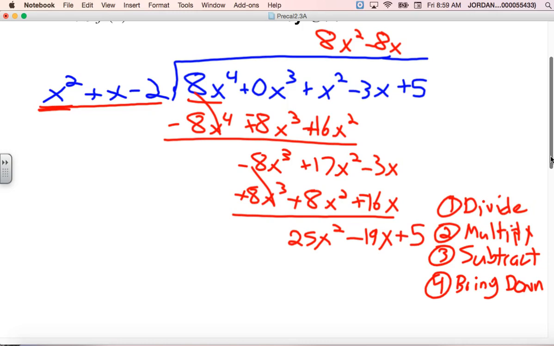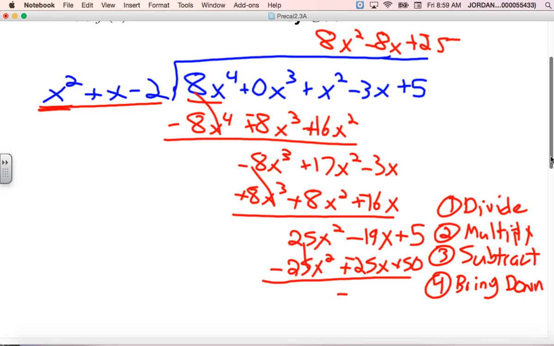We're going to divide. What multiplies x squared to give me 25x squared? 25. Now I take that 25 and multiply it by all 3 of those terms. 25x squared, 25x, and 25 times negative 2 is negative 50. All right, then I subtract, so change that to a minus, change this to a minus, and change that to a plus. All right, now once I subtract, of course that cancels. Negative 19 minus 25x is negative 44x, and 5 plus 50 is 55.